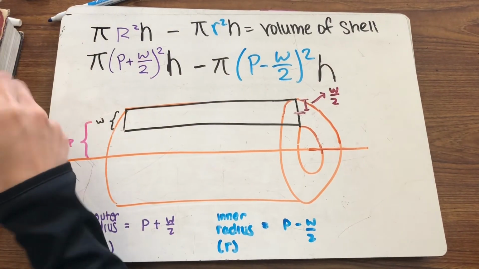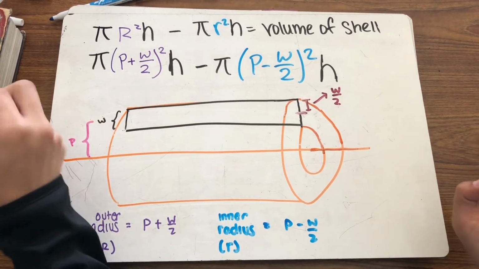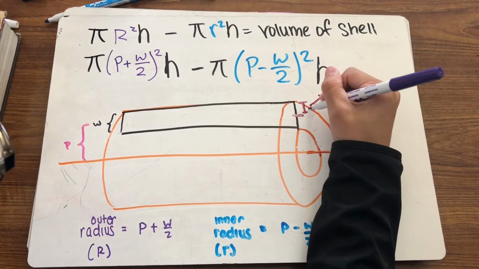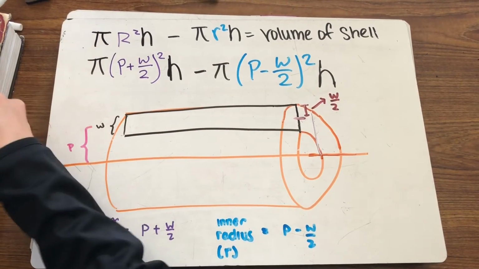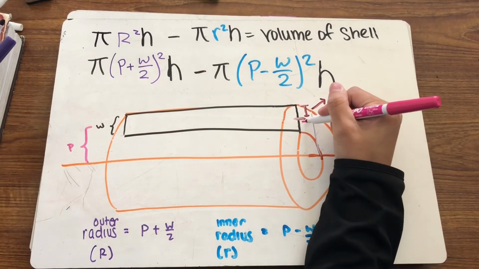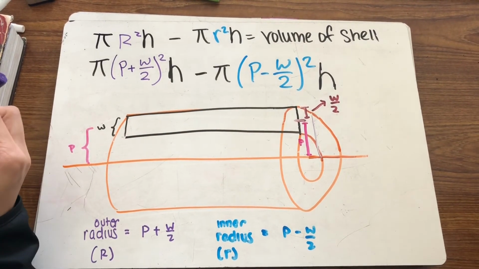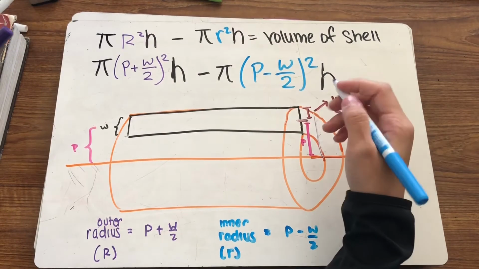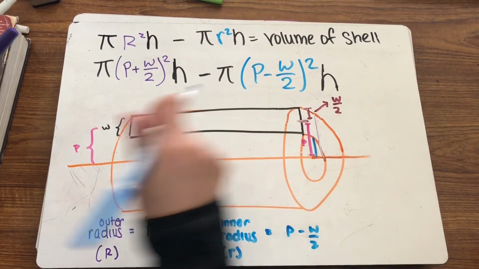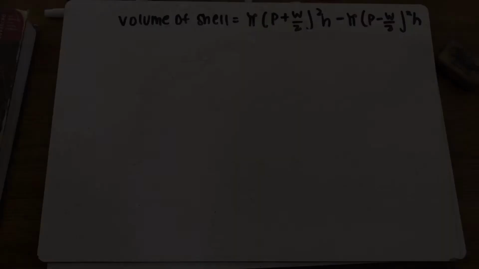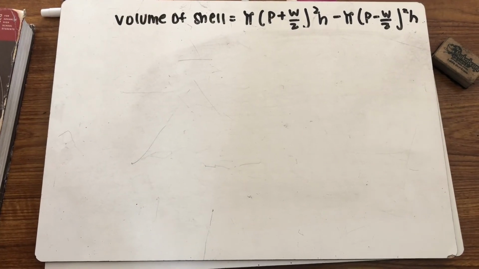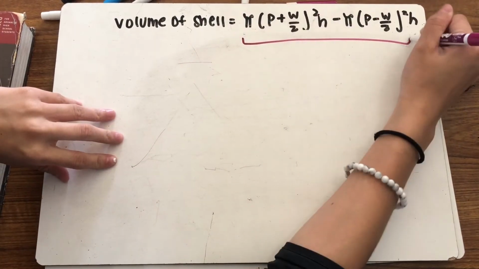And now let's just talk a little bit about the radius of the outer cylinder. The radius of the outer cylinder is P plus W over 2. And the radius of the inner cylinder is P minus W over 2.